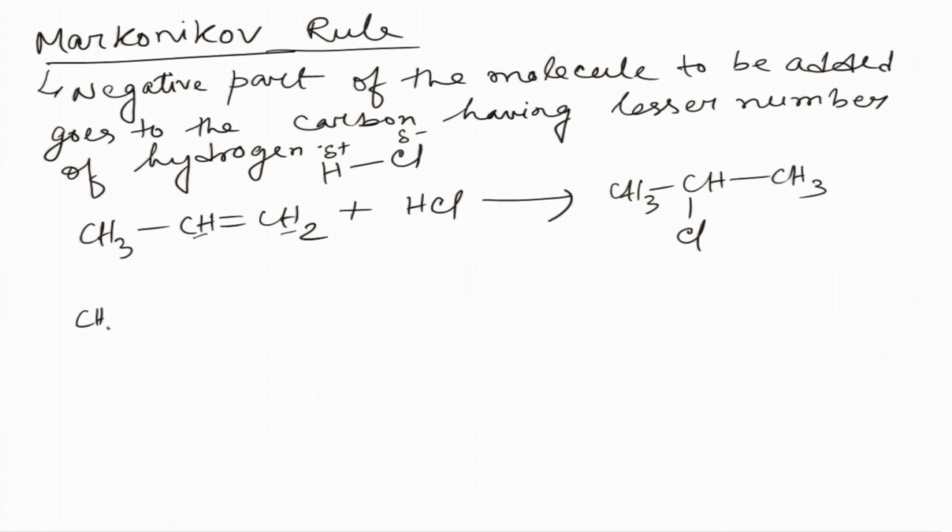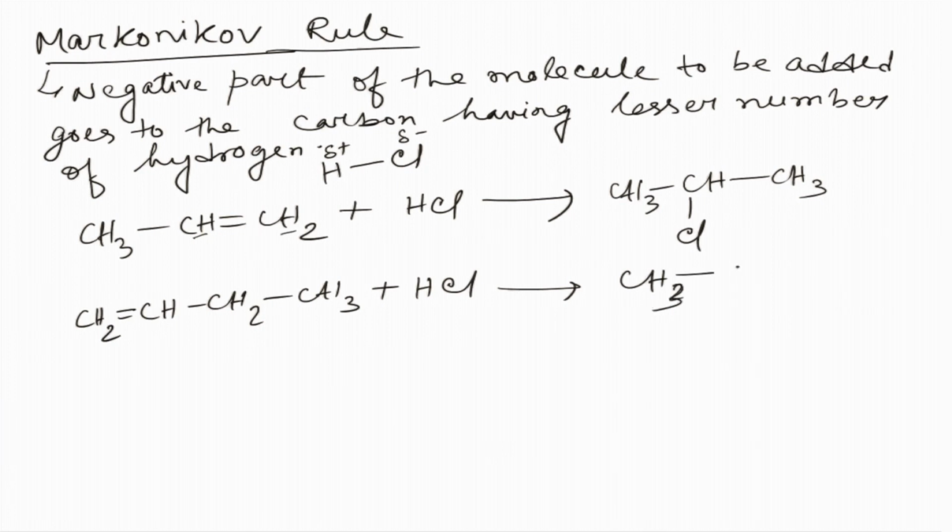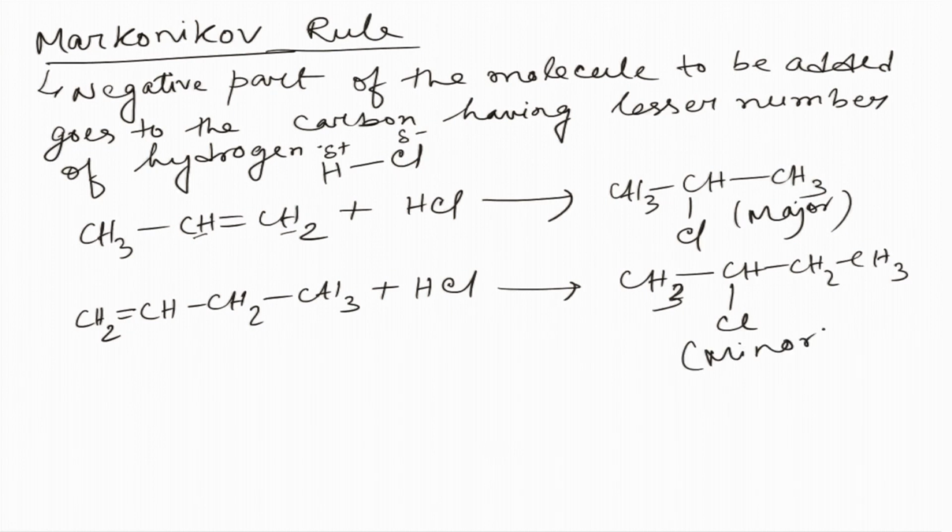So, if we take 1-butene, then CH2 and here it is CH. So, here hydrogen will go, it will become CH3, CHCl, then CH2, CH3, right. This is the major product, this is the minor product. Again, no product will be formed 100%, one will be major, one will be minor.